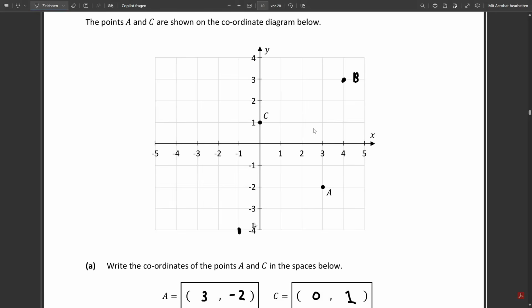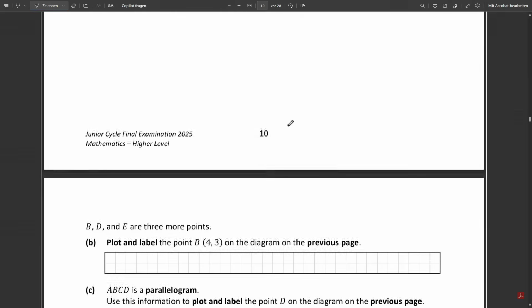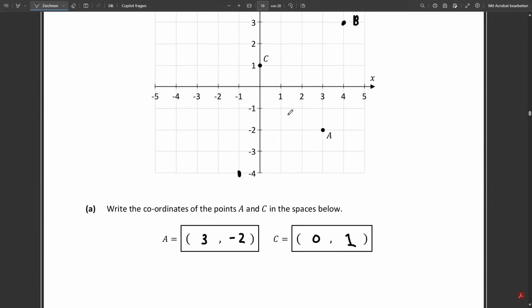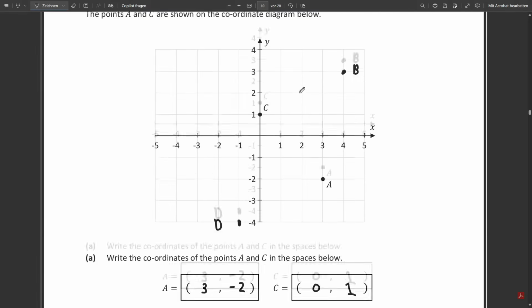And you can see there that the slopes are the same, because another way you could have done it is you could have said B to C, you go down 2 and across 4, and from A to D, you'll go down 2 and across 4. You can see that the slopes are all the same. So that will plot and label the point D. So that gives us the point D there, because they're parallel lines.